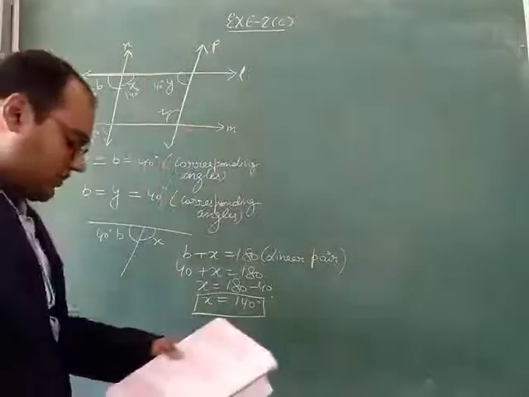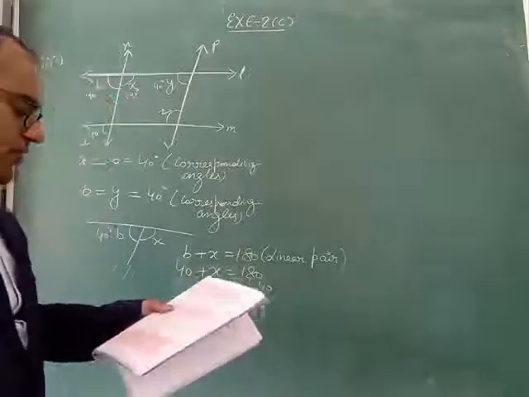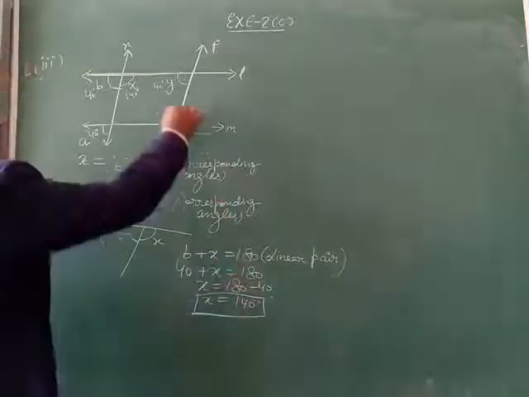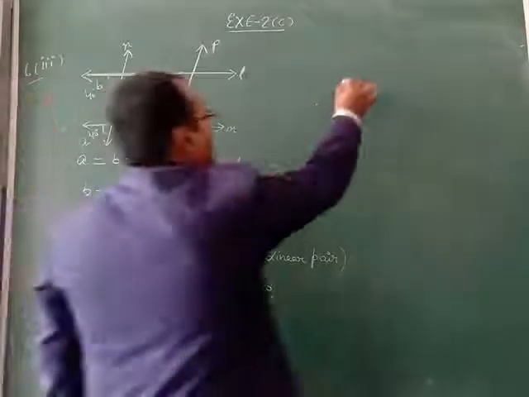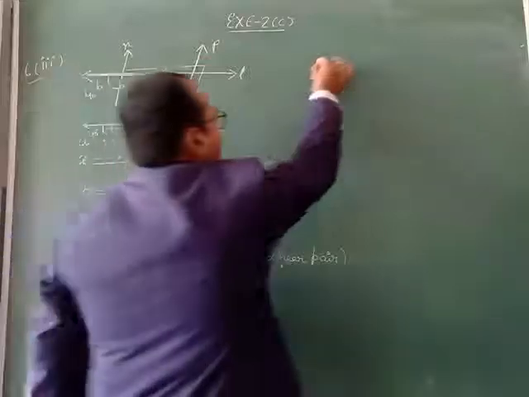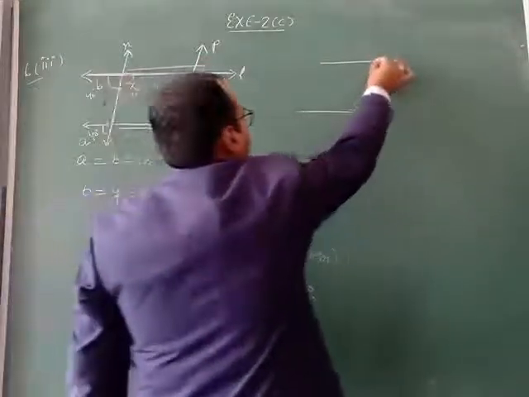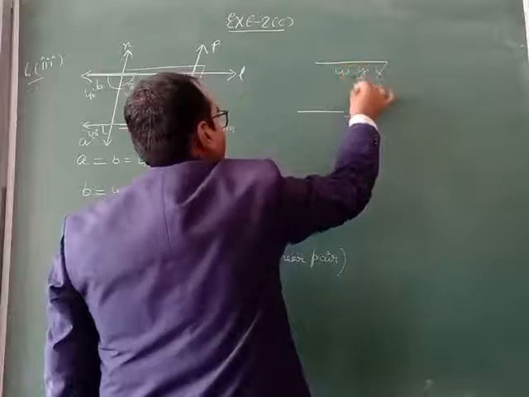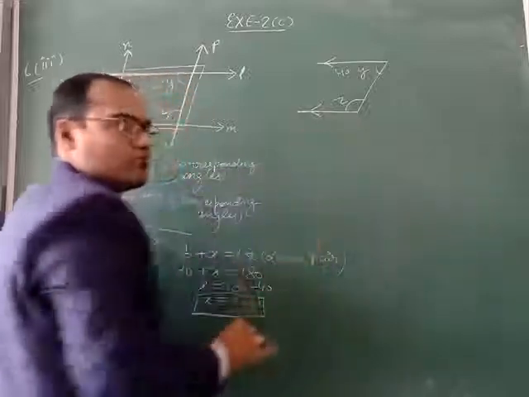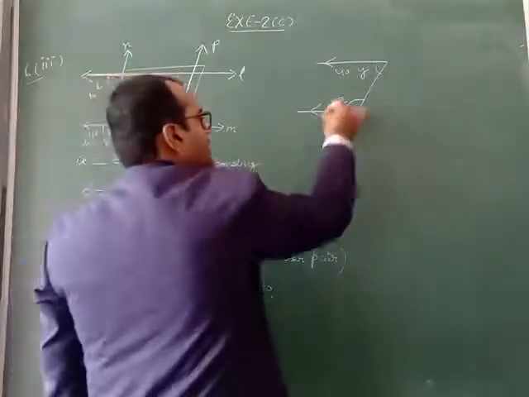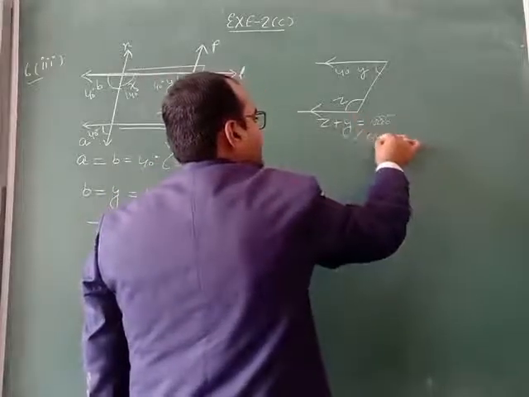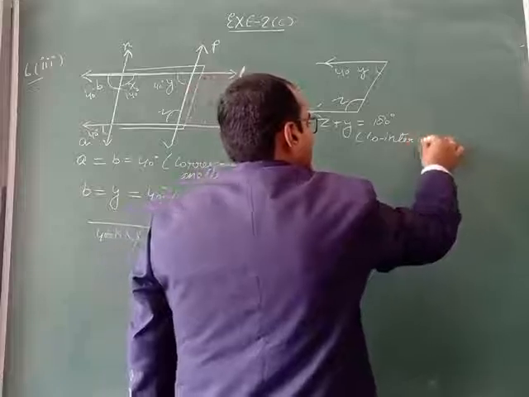So the X answer we got is 140. Now only Z is remaining. For Z, what do we have to do? We will take the help of this Y. We will take a U shape figure, we will draw a U shape figure. Here it is Y, the answer of Y is 40. Here it is Z. In the U shape figure, we have to add the angles. The sum of Z and Y will be 180. Such angles are called co-interior angles.